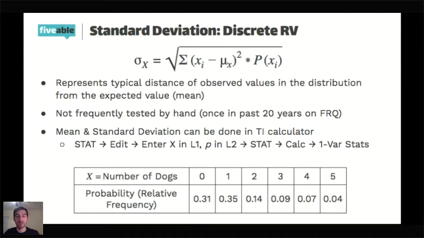1 divided by 2 is 0.5. And so I start adding probabilities until I hit 0.5, and that occurs at 1 dog. So if you need the mean or standard deviation of a table like that, you can absolutely put it into your TI calculator and get it, which is kind of cool. So that is a thing.